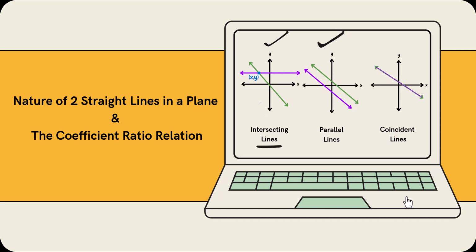This is the solution that is forming. They are intersecting, which means there is a unique solution. There is one solution, okay? That is common in both. Now, what about parallel lines? Are they touching? They're not touching. So there is no common solution, right? So I can say no solution.